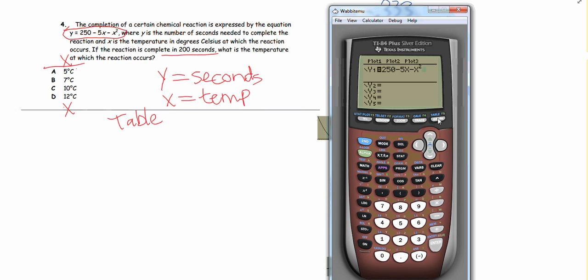So everyone see up here that we have the table, which is in blue. Whatever button is blue, or it could be yellow or some other color on your calculator, we're going to hit second and table. And remember, we're going to go down to where x is equal to 5 and check our first answer choice. And it turns out that it's equal to 200. Now, if you go down to 7, it's 166. Go down to 10 degrees, and it's 100 seconds. And let's just check the last answer. At 12, it's equal to 46.